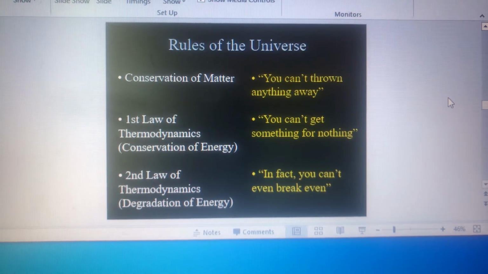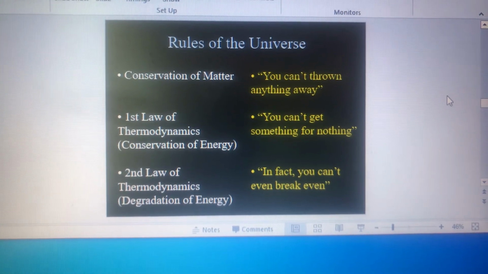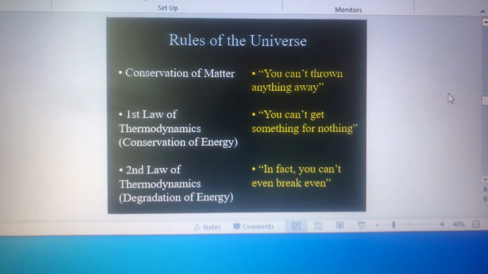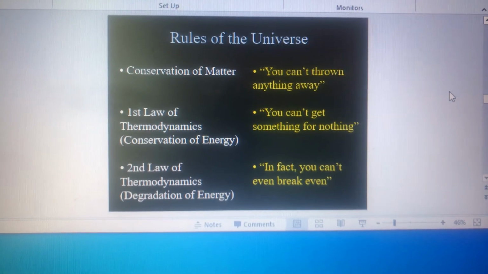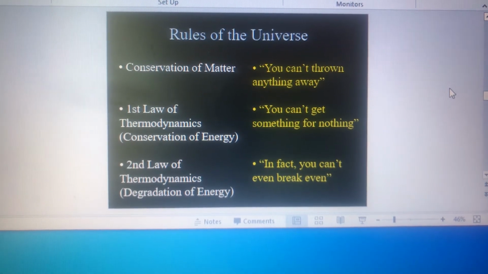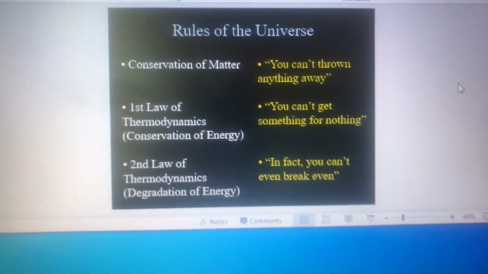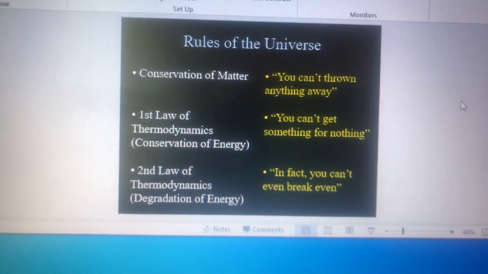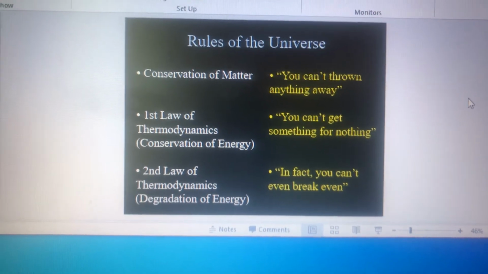First law of thermodynamics, which is conservation of energy. You can't get something for nothing. And the second law of thermodynamics, and in fact, you can't even break even. Okay? So you can't even break even, you can't get something for nothing, and you can't throw anything away.